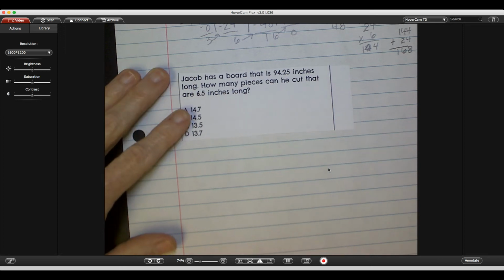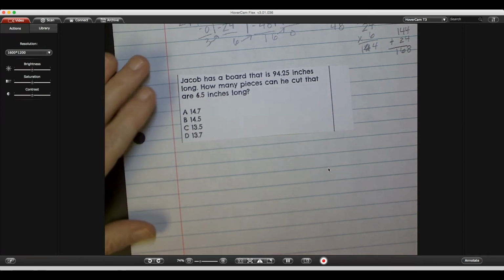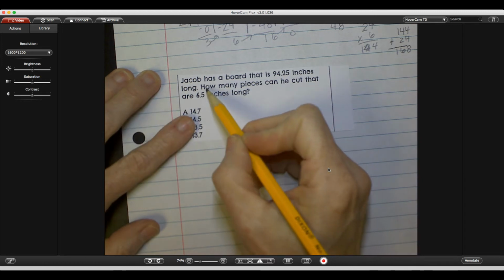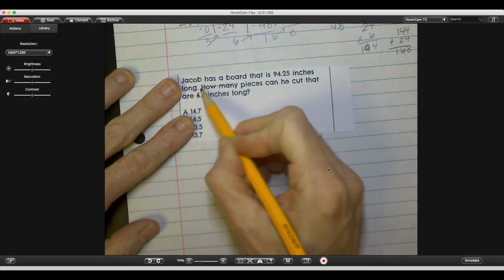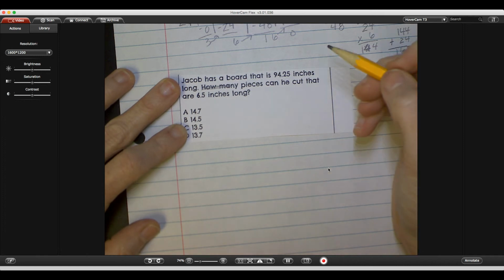All right, welcome back. Your question is: Jacob has a board that is 94 and 25 hundredths inches long. How many pieces can he cut that are 6 and 5/10 inches long? We know that "how many" does not tell us if we're going to add, subtract, multiply, or divide. So I'm going to just cross that out for now so that I don't think that that's a clue. I don't really see anything else, so I'm going to have to think about this.